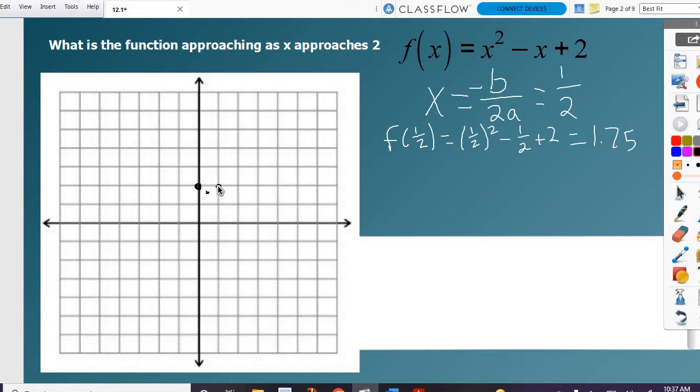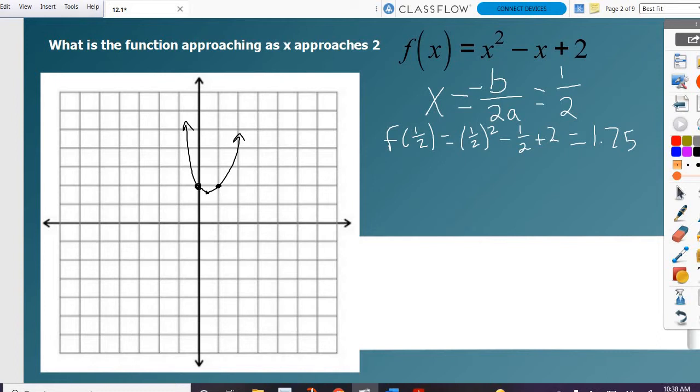And which direction is my parabola going to point? Up. How do I know that? Because that's the direction it's spreading out. X squared is positive, but also a is positive. And where's that one?